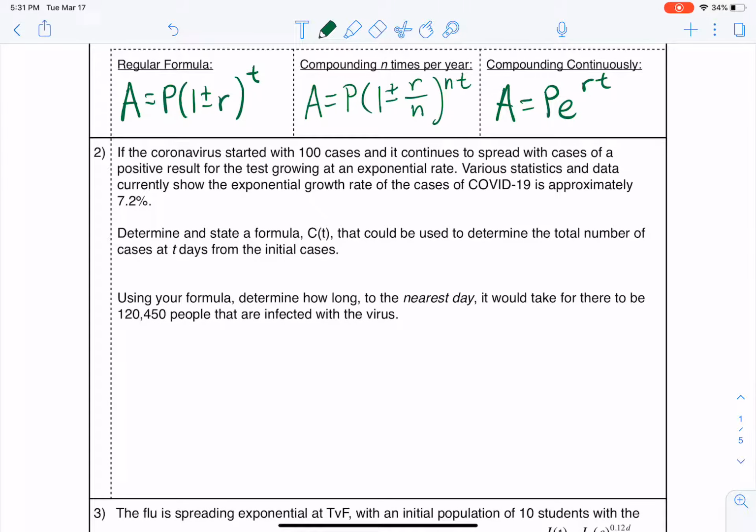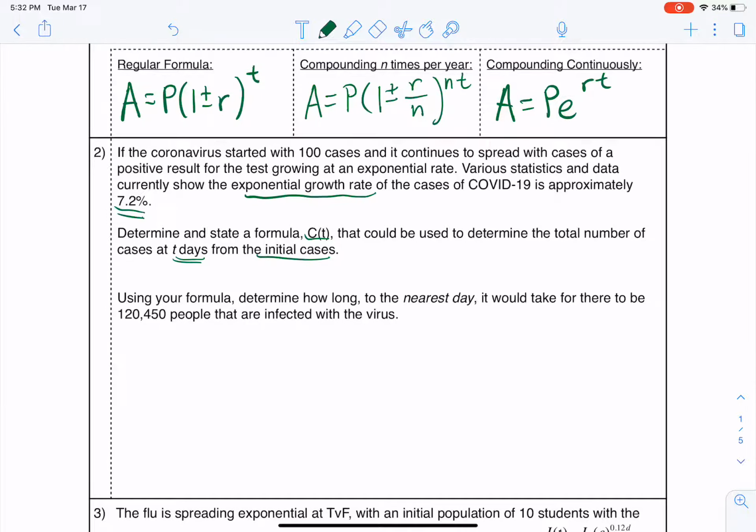All right, so question 2. If the coronavirus started with 100 cases and it continues to spread with cases with a positive result for the test growing at an exponential rate, various statistics and data currently show the exponential growth rate of COVID-19 is approximately 7.2%. Determine and state a formula C of t that could be used to determine the total number of cases at t days from the initial case.